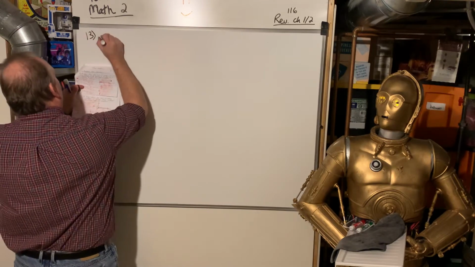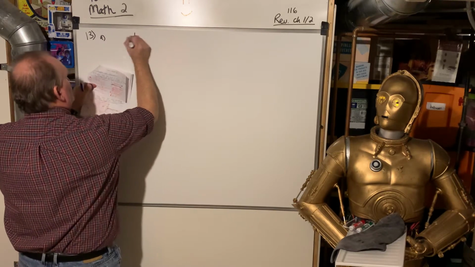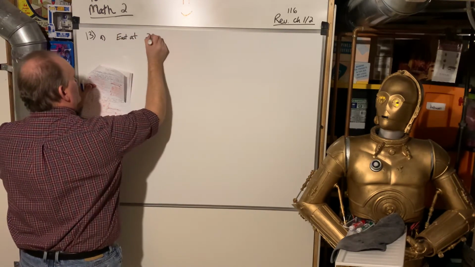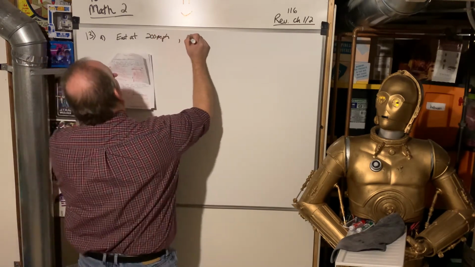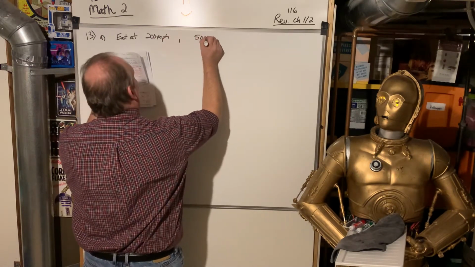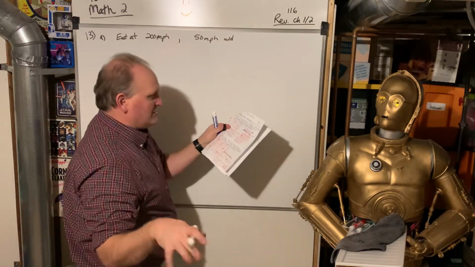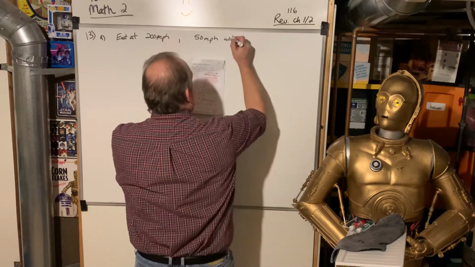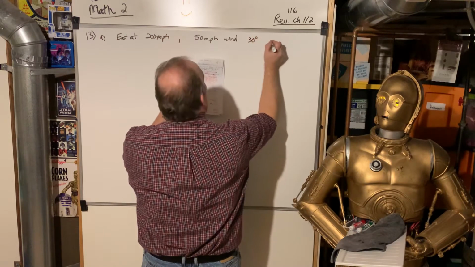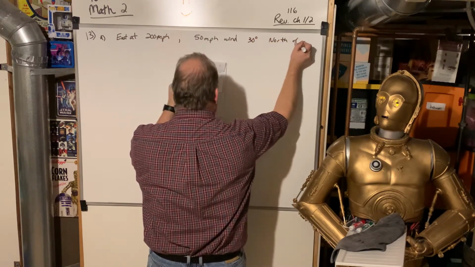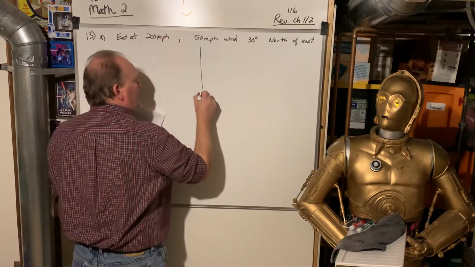So 13, part A, a plane flies due east at 200 miles an hour, but there's a wind, and so it's the wind, 50 mile per hour wind. And now this is kind of important, and this is how we're going to do it for this course. This is how math people do it. The wind, 50 mile per hour wind, 30 degrees north of east.